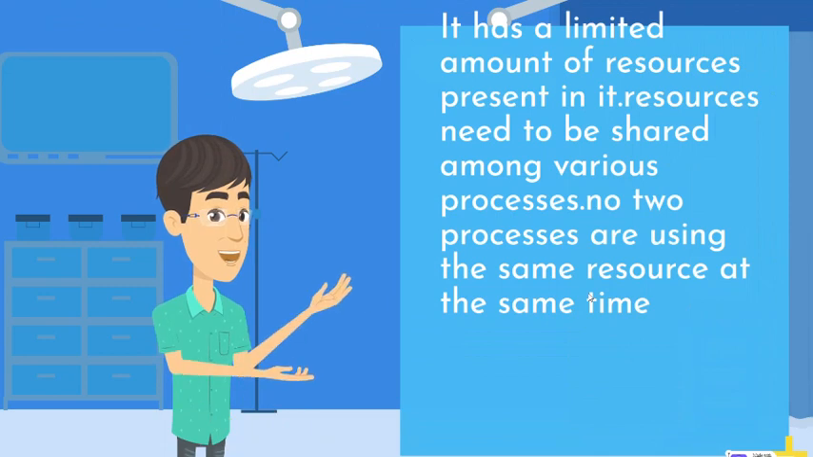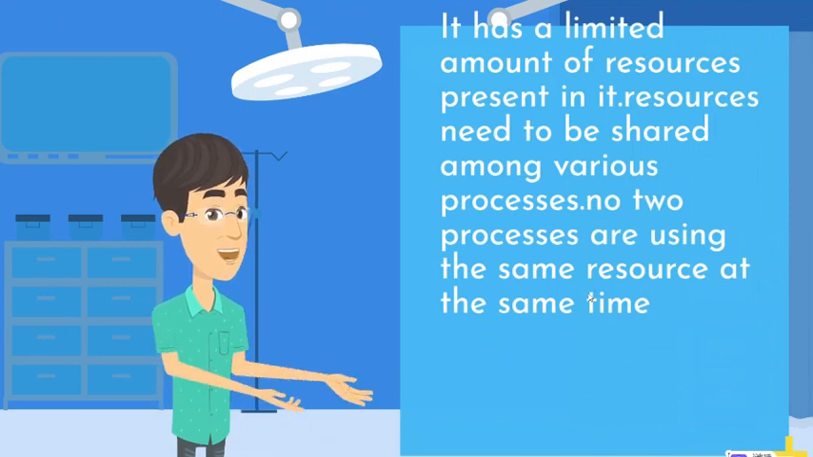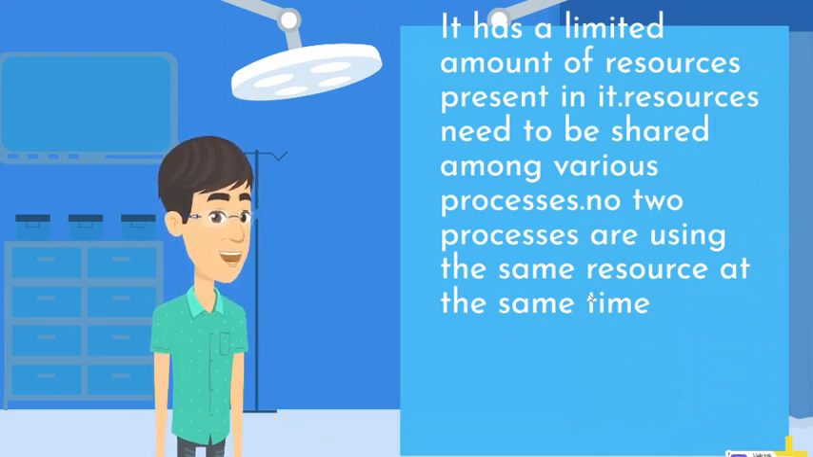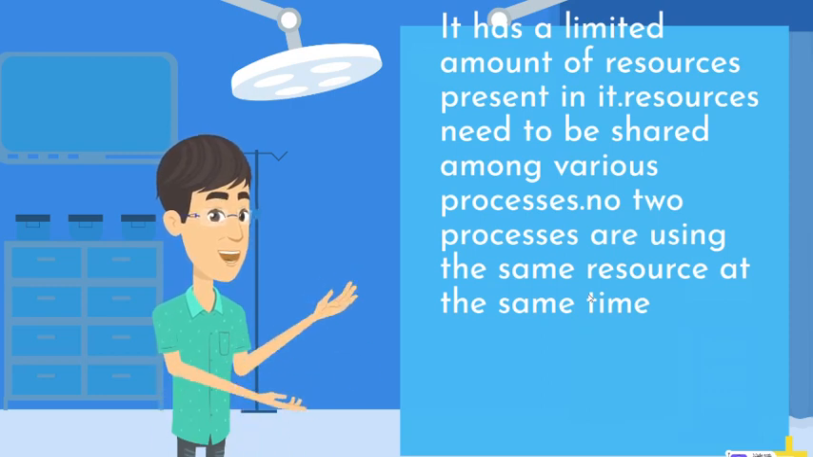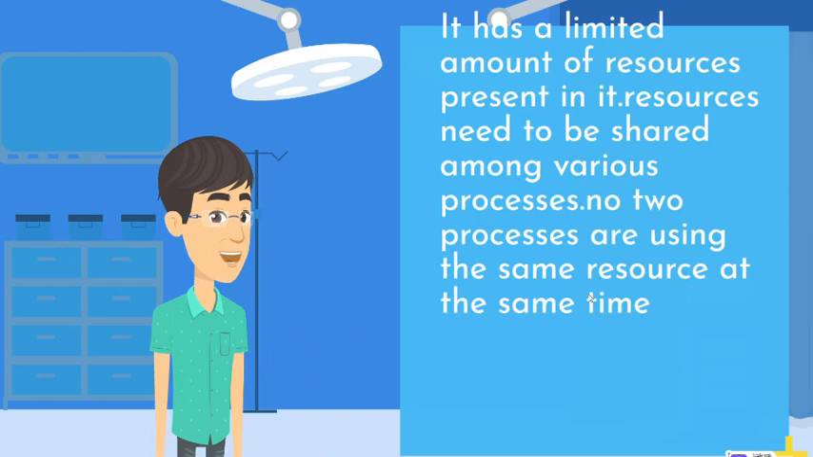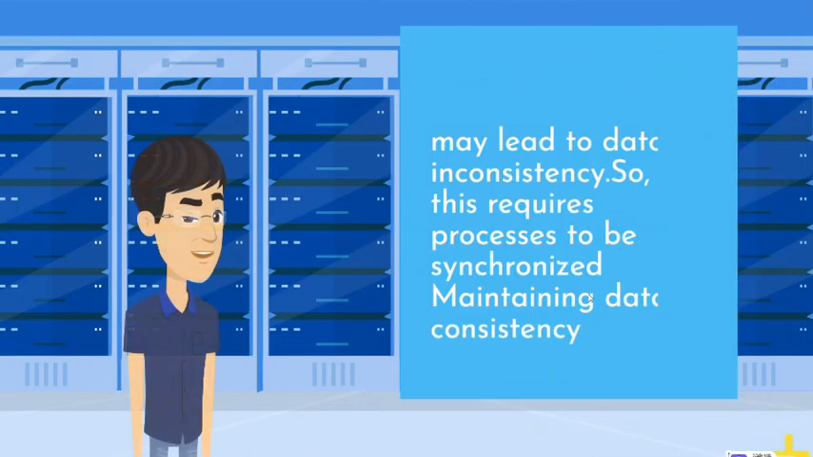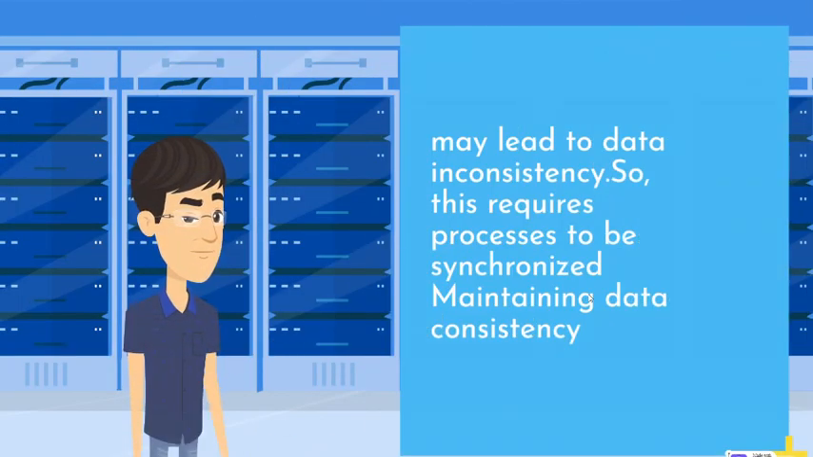The system has a limited amount of resources present in it. Resources need to be shared among various processes, and no two processes should use the same resource at the same time. Otherwise, it may lead to data inconsistency. So, this requires processes to be synchronized, maintaining data consistency.